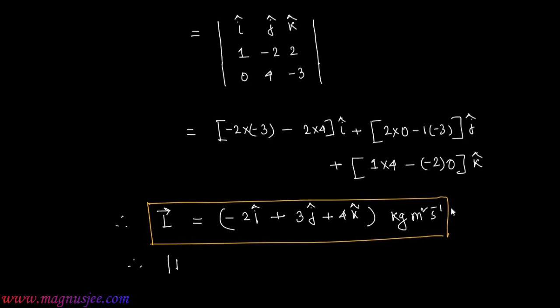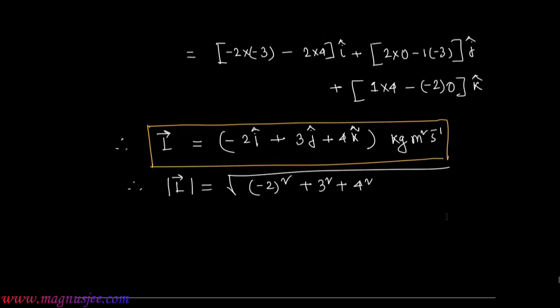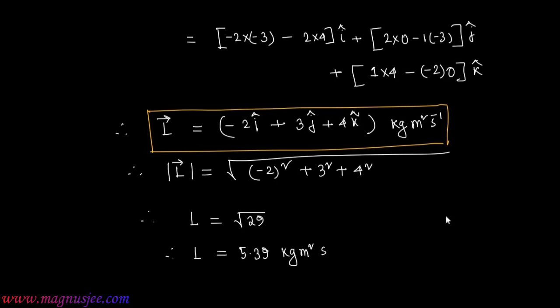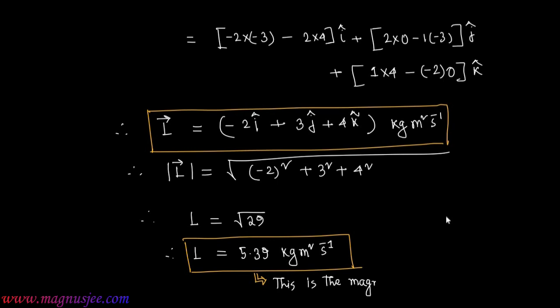Now the modulus or magnitude of vector L will be the root of minus 2 whole square plus 3 square plus 4 square. Therefore, L will be equal to root over 29. Therefore, L will be equal to 5.39 kg meter square per second. Angular momentum L is equal to 5.39 kg meter square per second. This is the magnitude of angular momentum of the body.